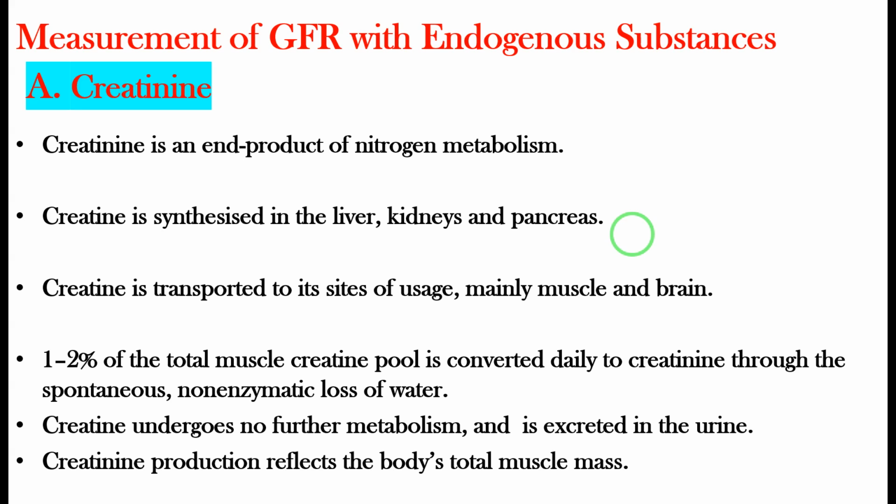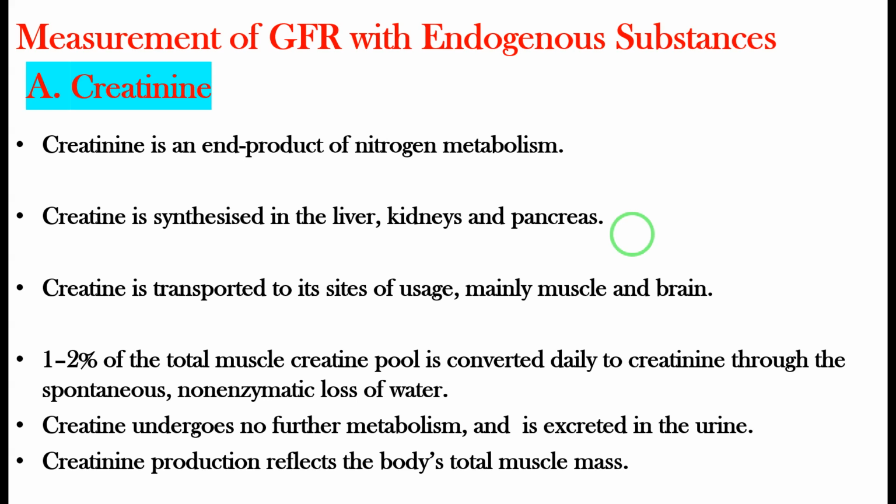Creatinine is an endogenous material inside our body, and it is the end product of nitrogen metabolism, and it is synthesized in many organs in the body, for example, in the liver, in the pancreas, and in the kidney. And after it is synthesized in these organs, it will be transported to other sites, for example, mainly the muscle and the brain. The creatine, by losing water non-enzymatically, will be converted to another compound. It is called creatinine.